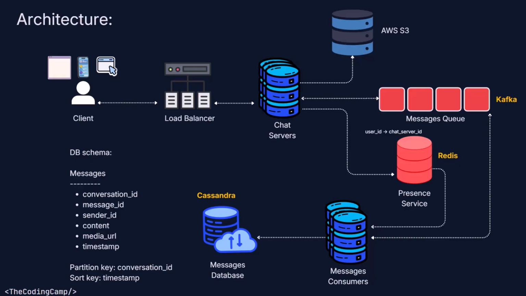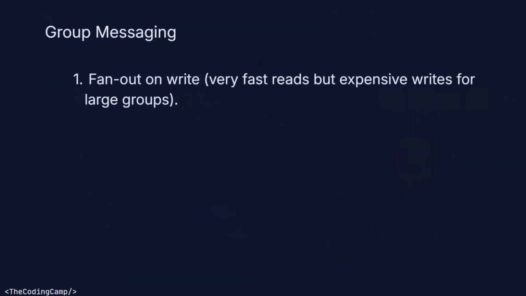How do you handle group messages? The first approach is fan out on write. When a user sends a message to a group, chat server receives message, publishes event to Kafka, a consumer expands the message into individual deliveries, and each recipient gets a separate message record. This approach has very fast reads but expensive writes for large groups.